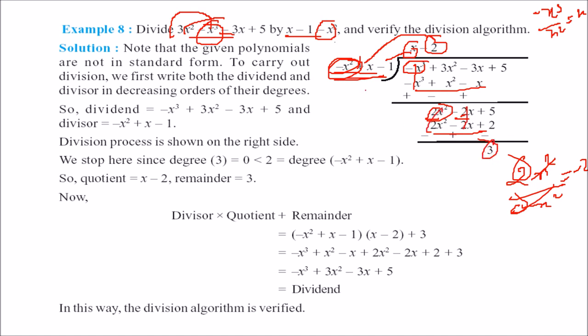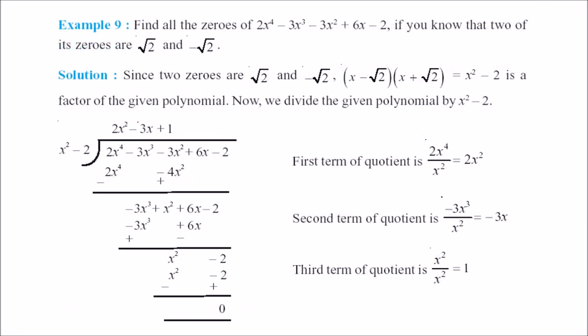Now the power is less than this, this is only x to the power 0. You have to stop. And you can just verify it: divisor times quotient plus remainder, you will get the dividend, which is this one. So the division algorithm is also verified.